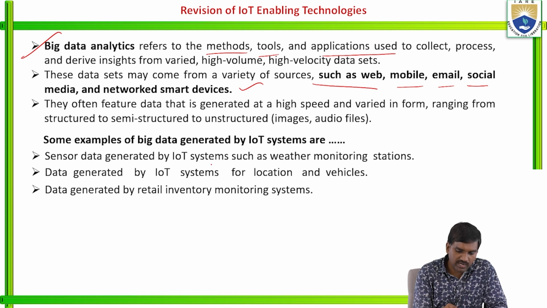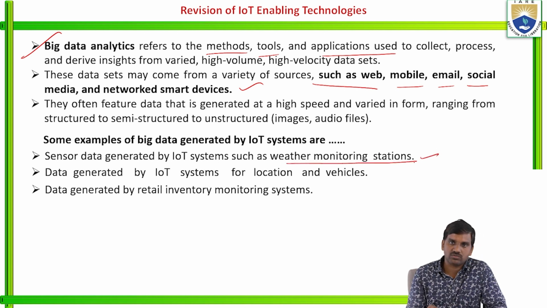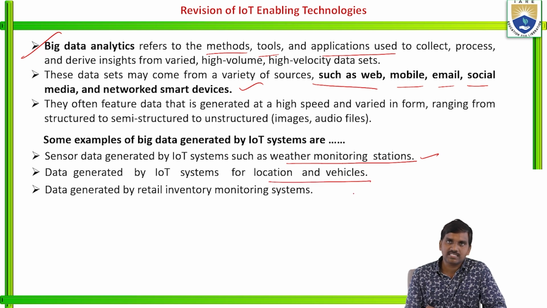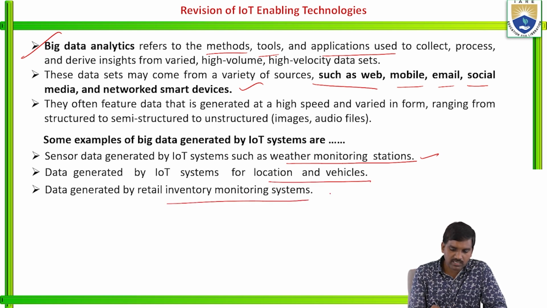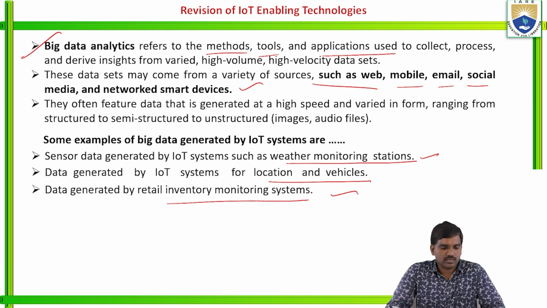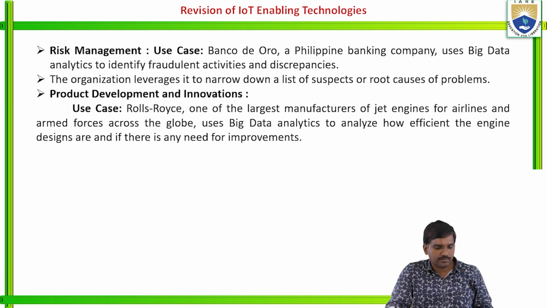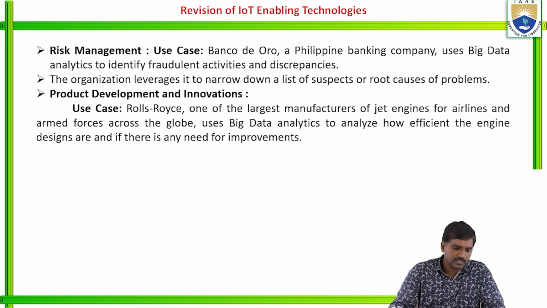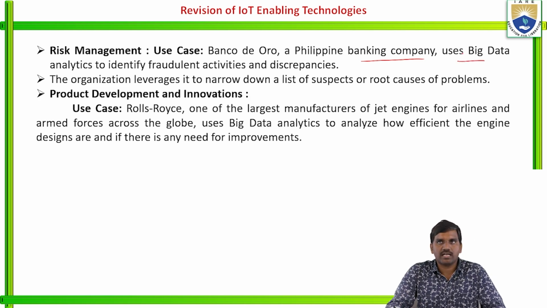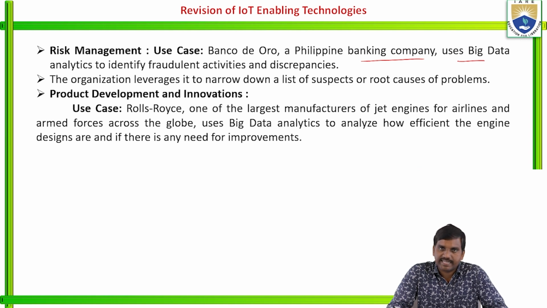Some examples of big data are those generated by IoT systems. There is sensor data generated by IoT systems such as weather monitoring systems, data generated by IoT systems for location and vehicles, and data generated by retail inventory monitoring systems. So this is the revision on big data analytics and the revision of IoT enabling technologies. Among the use cases, risk management and product development and innovation are two. A banking company uses big data analytics to identify fraudulent activities and discrepancies. This is the risk management use case under big data analytics.